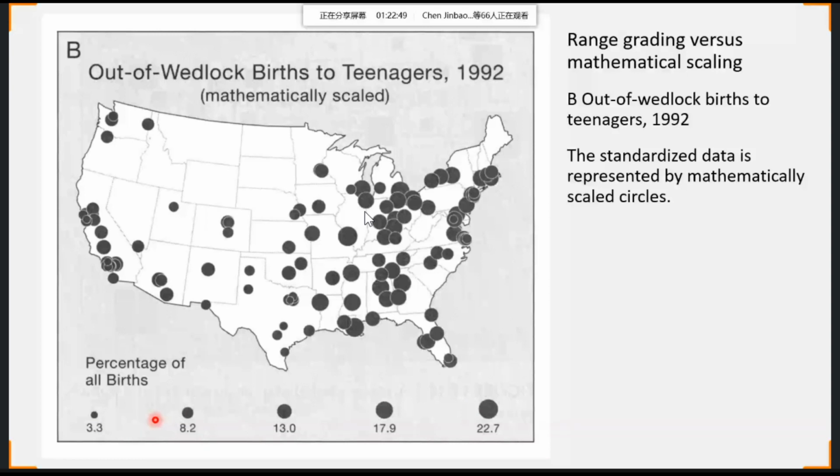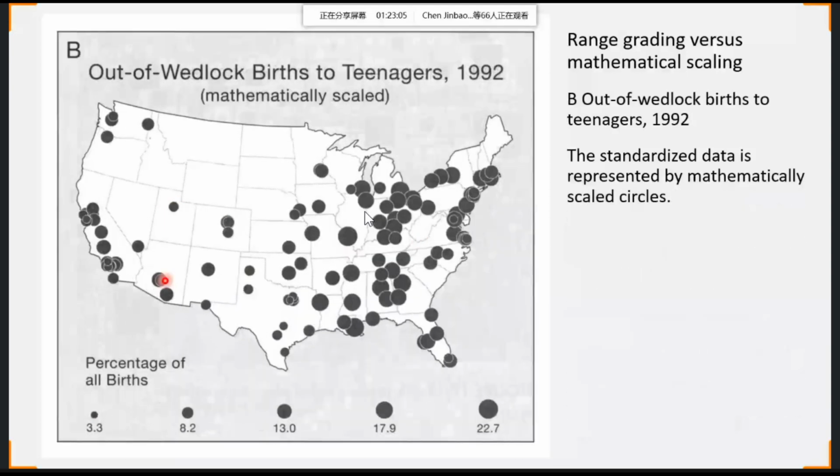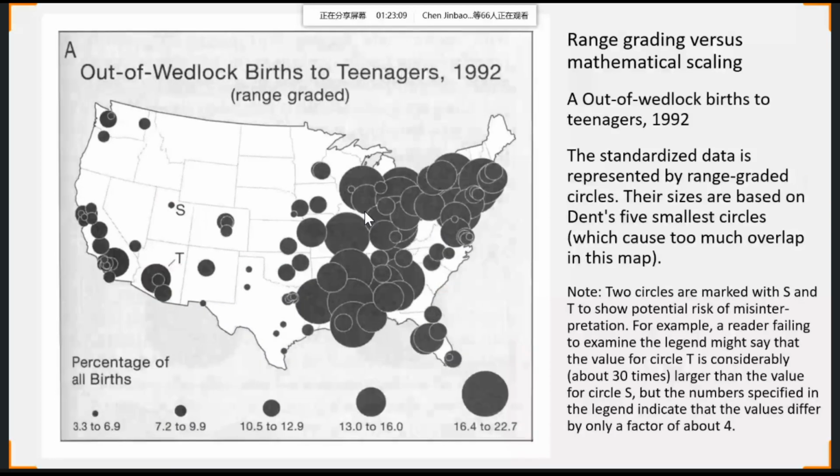And this here is mathematically scaled. So you see now the difference between these two. It's just about 4 times. If you think about, I go back, between S and T. It's the same data, and you see how different the two maps look. Range graded here with these kinds of sizes defined, and here mathematically scaled.